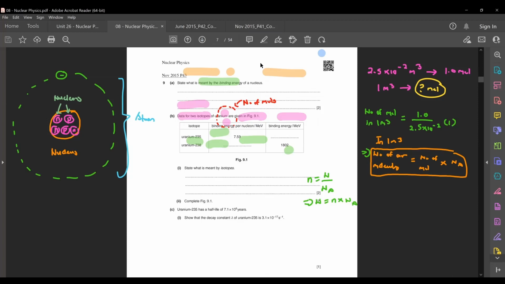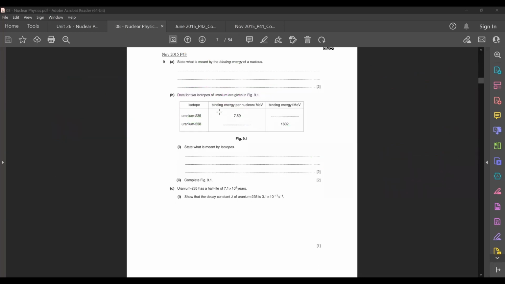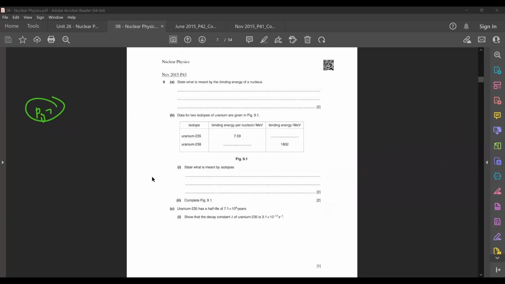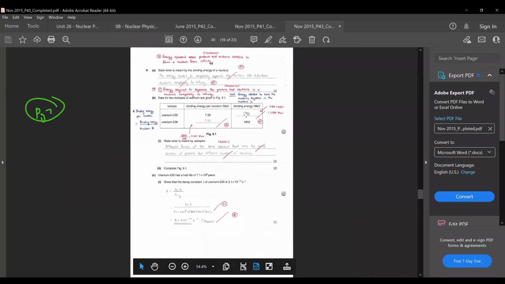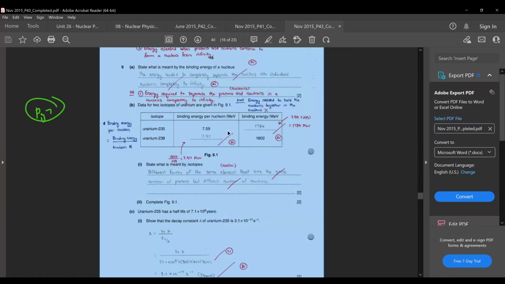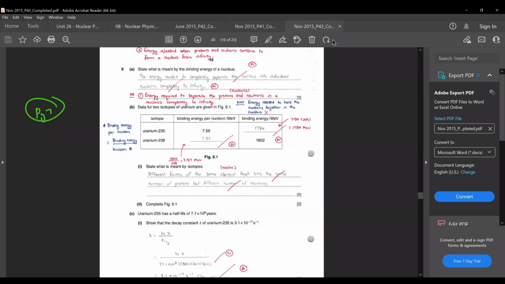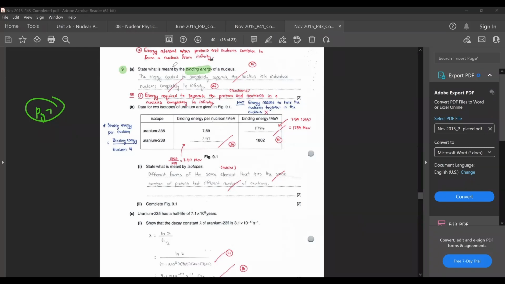After a few examples, you start to notice that the questions are pretty repetitive. Okay. So let's have a look at page 7. Page 7, November 15, P43. There are certain things that we've done before, so we'll probably just go through it very quickly. Okay, what is meant by binding energy of a nucleus is the energy needed to completely separate a nucleus into individual nucleons completely to infinity. We've done this a fair bit of times already, so just recopy from your notes.